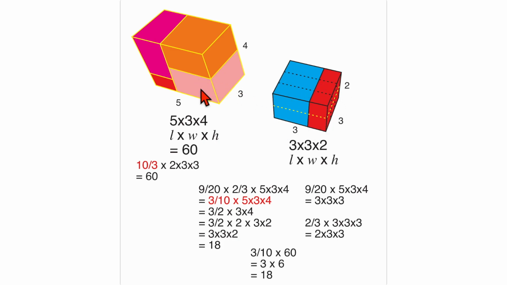The pale pink prism is 3 by 3 by 2. It is this smaller prism right here, which is one of the 18 cubic unit prisms. The orange is a second, and the hot pink right here, flipped on its side, is a third.